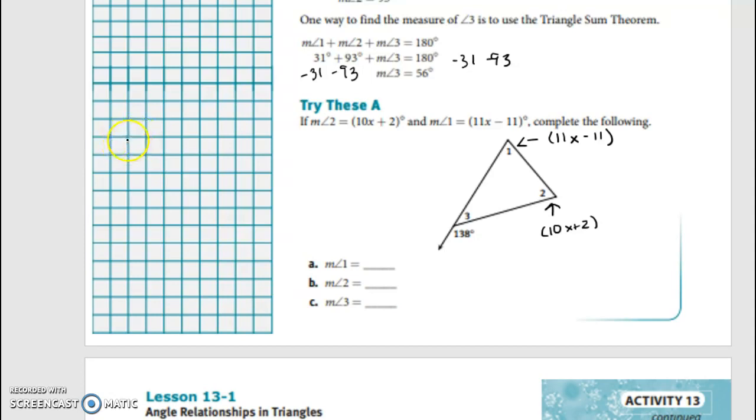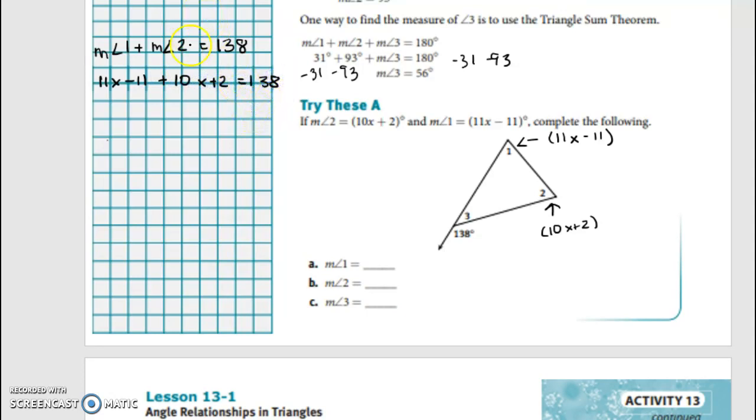Alright, so hopefully you went ahead and tried to solve this. Okay, so we've got the measurement of angle 1 plus the measurement of angle 2 is equal to 138. That is the exterior angle theorem. So now I have these functions for angle 1 and angle 2, and I'm just going to substitute them in. So I've got 11x minus 11 plus 10x plus 2 is equal to 138.